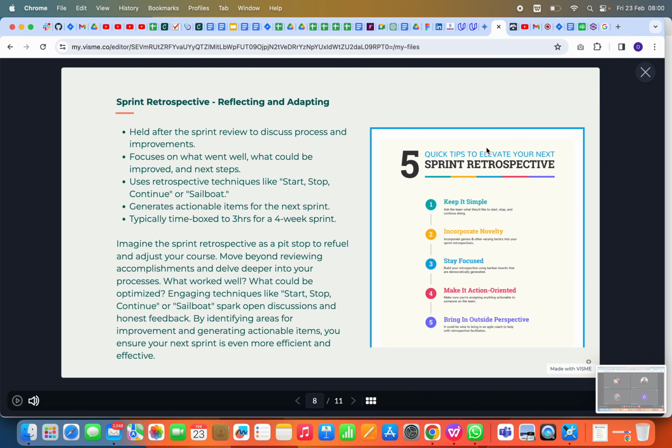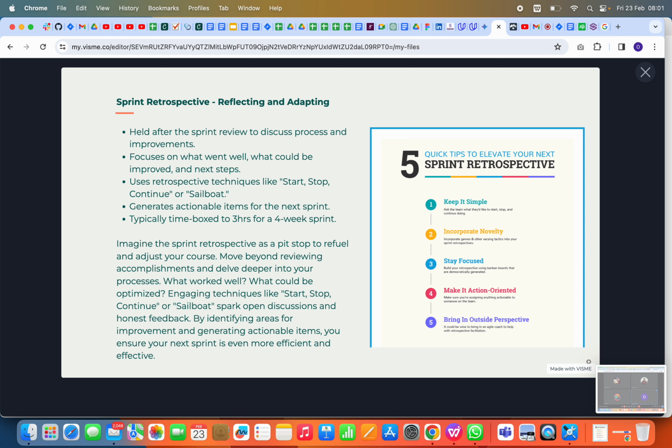So I was saying that the sprint retrospective is held after the sprint review to discuss process and improvement. It focuses on what went well, what could be improved, and next steps. And this meeting is just for the development team, for the Scrum team rather. So we are inspecting ourselves. Our stakeholders are not here. It's in-house, it's within us. What did we do well? What can be improved on? All right, we take note of those things and we provide solutions.